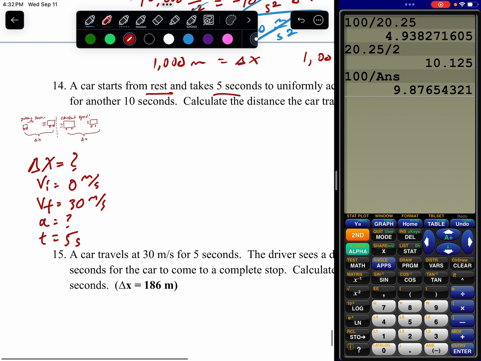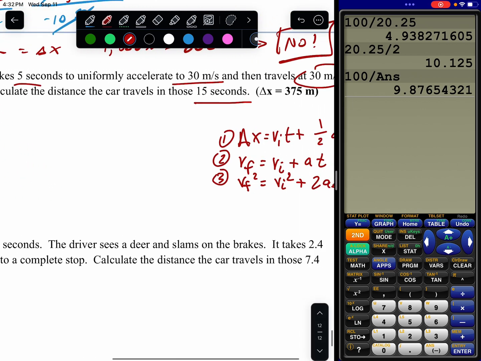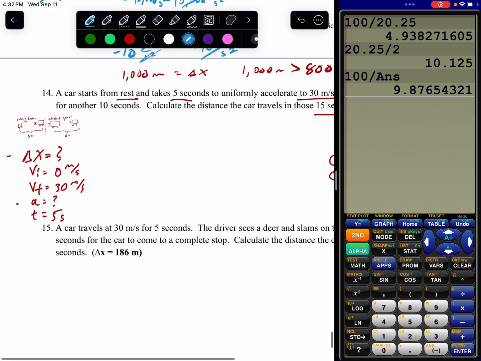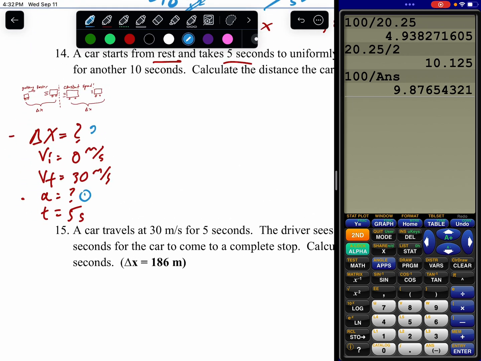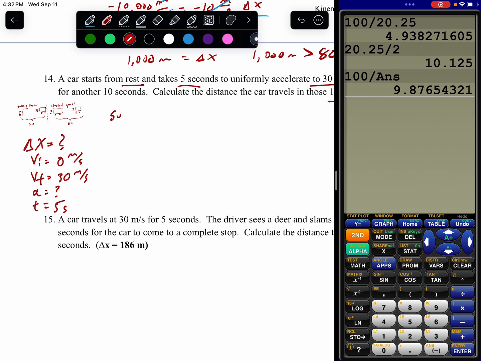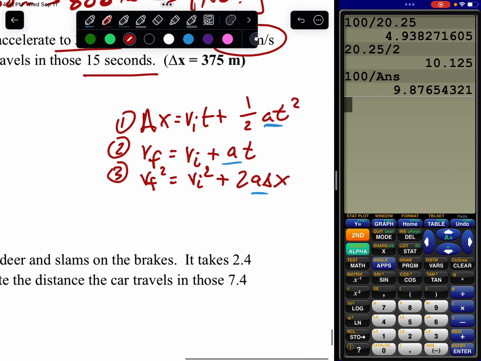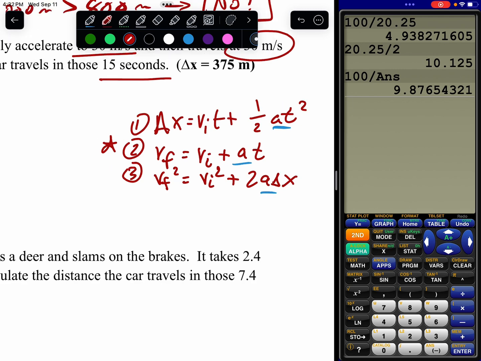So this is an interesting situation. We do not have an acceleration and we do not have a delta x. If we wanted to solve for delta x right away, none of our equations are missing acceleration. They each have it. So how about this? Let's solve for acceleration first, then solve for delta x second. We can use the acceleration we solve for to get delta x. So let's do that first. Let's solve for acceleration. We have a v initial, a v final, and a t. I think this equation is going to be our best friend here. That's a really nice equation to use.